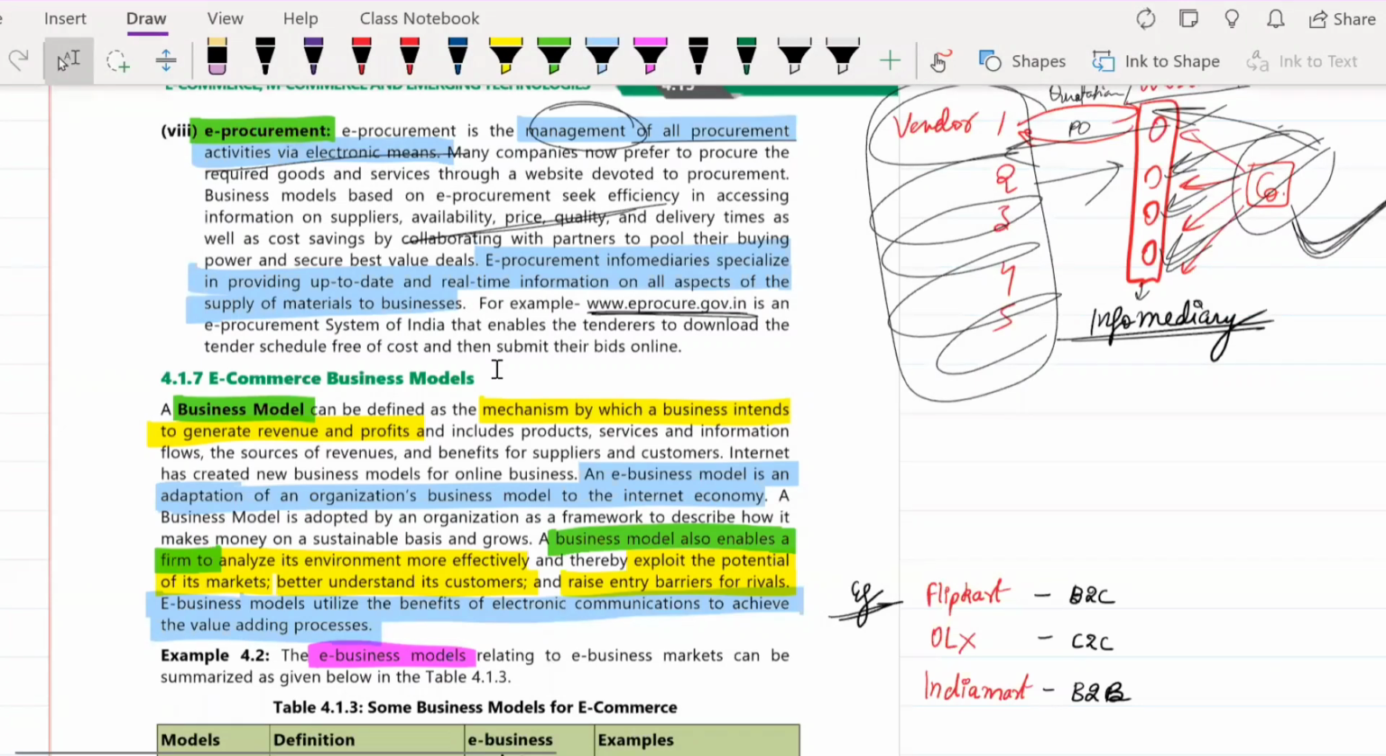Yes, for e-procurement also, here you have an example. If you see eprocure.gov.in.